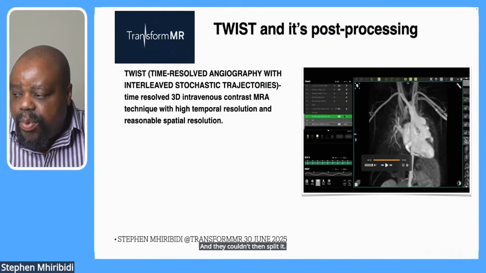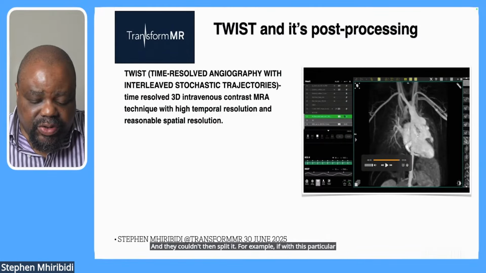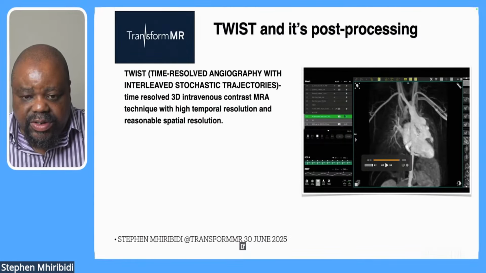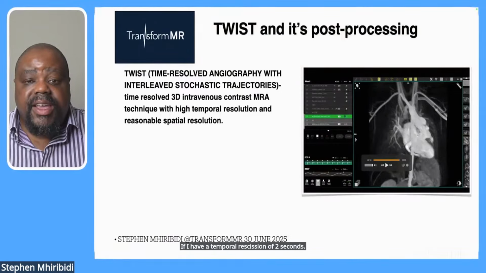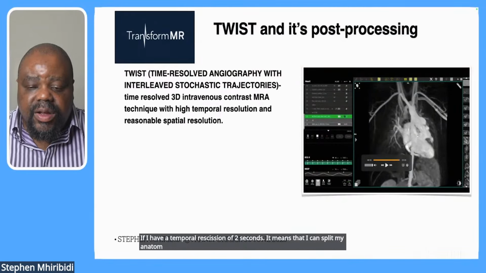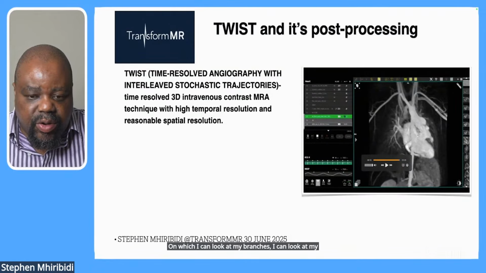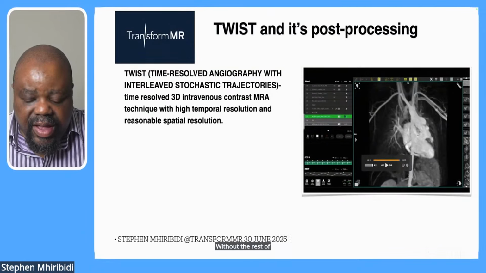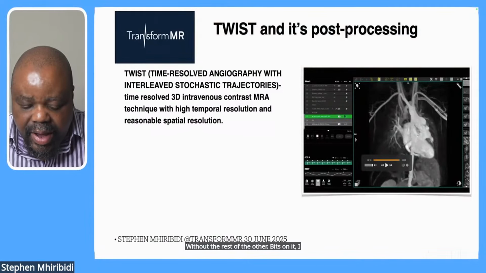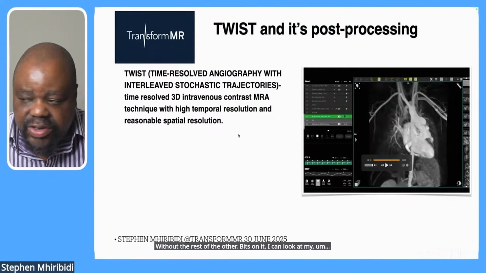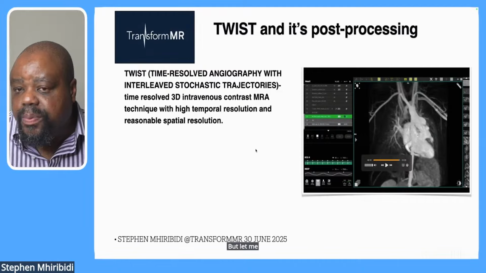For example, with this particular one, which I shall show you, if I have a temporal resolution of 2 seconds, it means that I can split my anatomies on each. I can look at my branches, I can look at my Fontan conduit on its own without the rest of the other bits on it. I can look at my systemic circulation on its own. But let me show you.